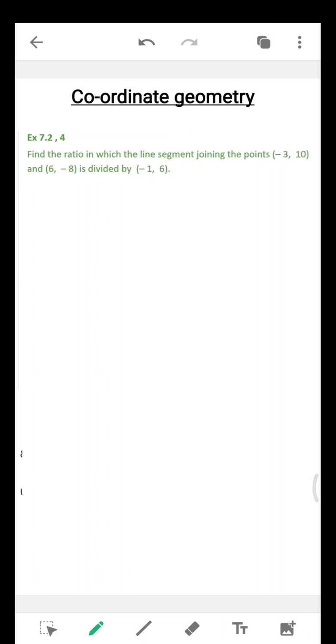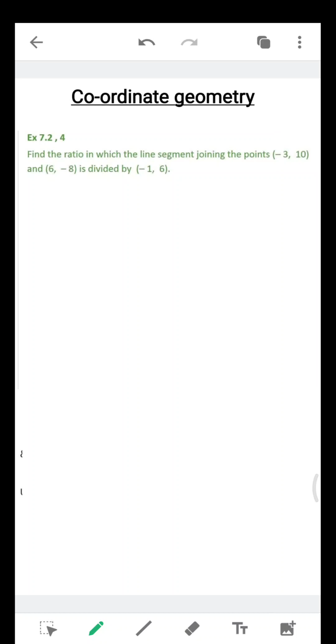So we are in exercise 7.2. Yesterday we did question number 1 and 2. In question number 2 we did point of trisection. Point of trisection divides the line into three parts, in the ratio 1 is to 2 and 2 is to 1. Hope you remember it. Question number 3 you have to try. It's a very simple question, so I'm continuing with question number 4.